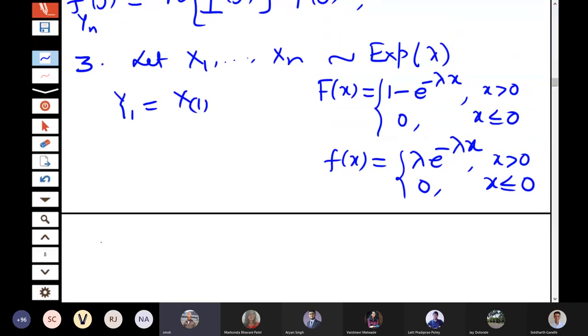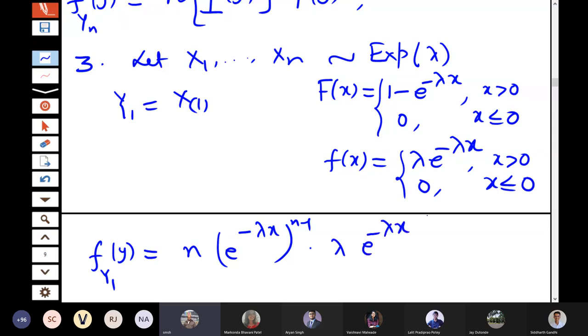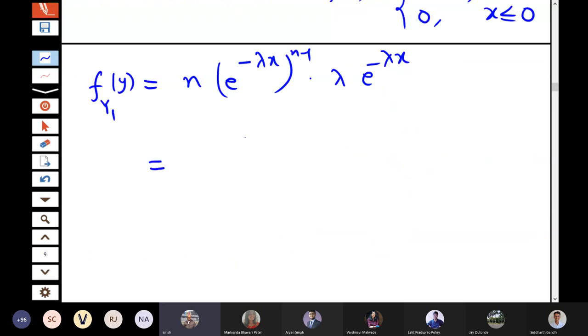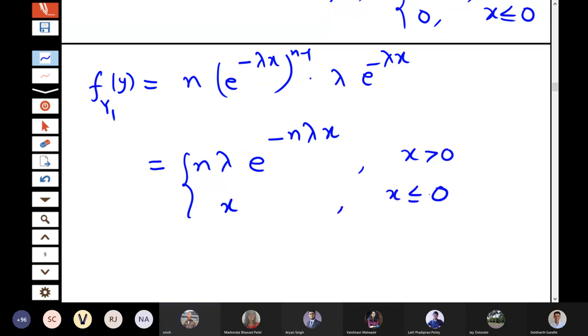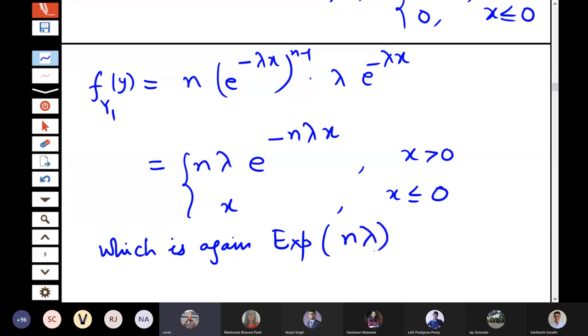So what will be the density function of the smallest? That is n times 1 minus Fx to the power n minus 1, multiplied by the PDF. So 1 minus Fx is e to the power minus lambda x, raised to the power n minus 1, multiplied by lambda e to the power minus lambda x. So let us write it down in a little bit simplified form. It is n lambda e to the power minus n lambda x, which is again exponential distribution with parameter n lambda now. In place of lambda, you have n lambda.